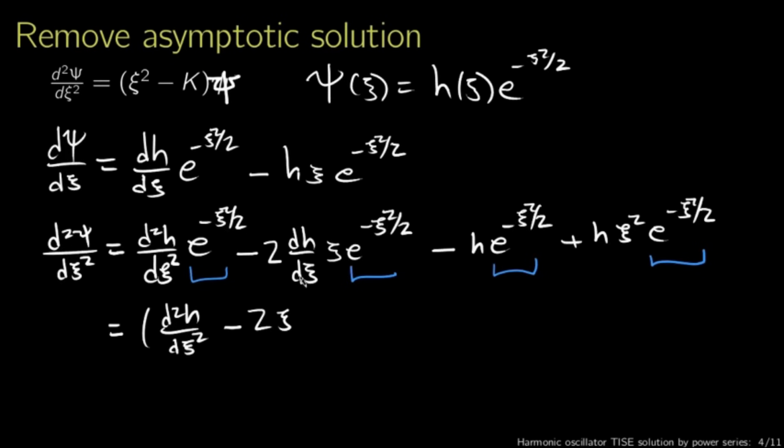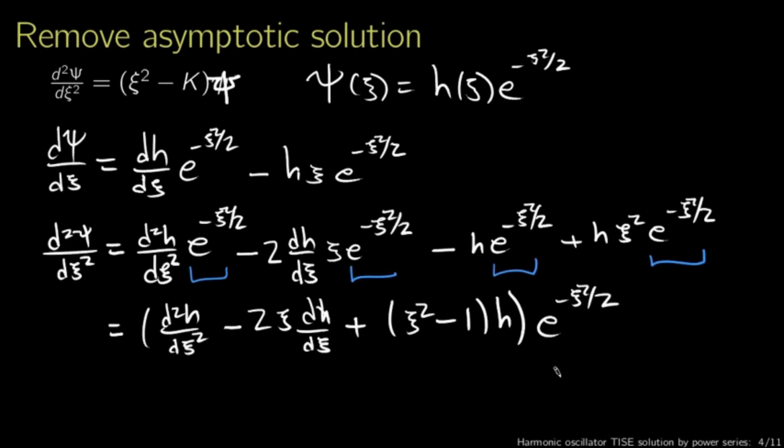Changing the order of the terms, minus 2 xi dh dxi plus, rearranging, c squared minus 1 h with an e to the minus xi squared over 2 factored out. This is all our left-hand side of our equation. And comparing our left-hand side and our right-hand side from up here, this psi now being h times e to the minus xi squared over 2, both the left-hand side and the right-hand side here are going to have this e to the minus xi squared over 2, which means we can cancel it out. So we've effectively gotten rid of our exponential dependence.